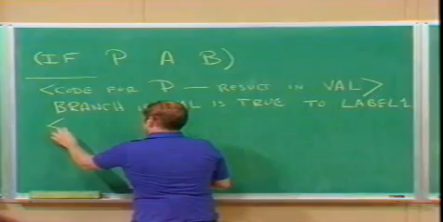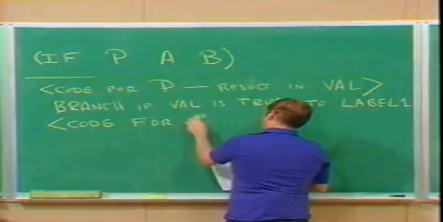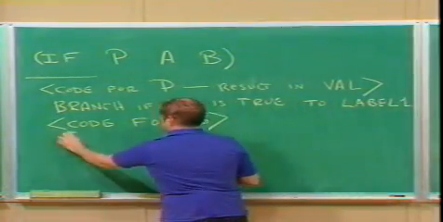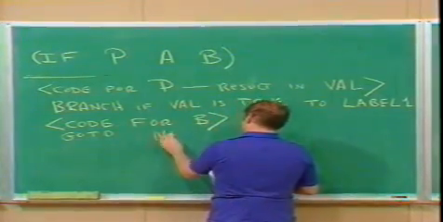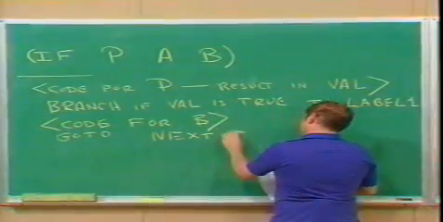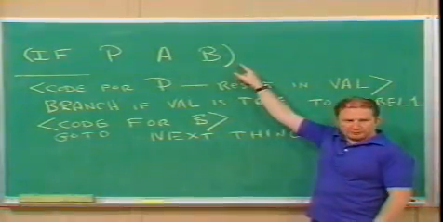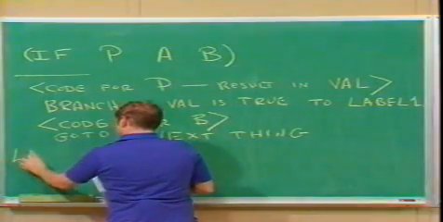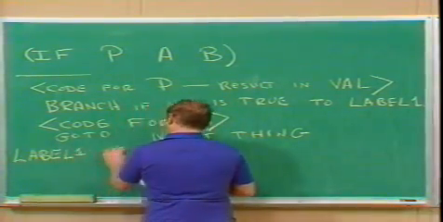Then we'll put the code for B. So walk the interpreter over B, and then put in an instruction that says go to the next thing, whatever was supposed to happen after this thing was done. You put in that instruction, and here you put label 1, and here you put the code for A.